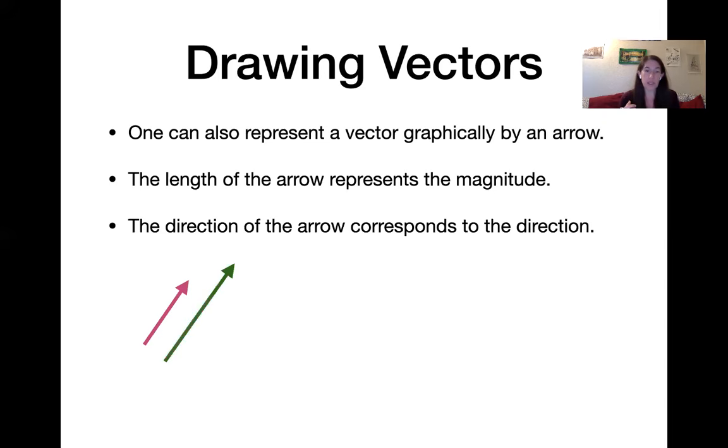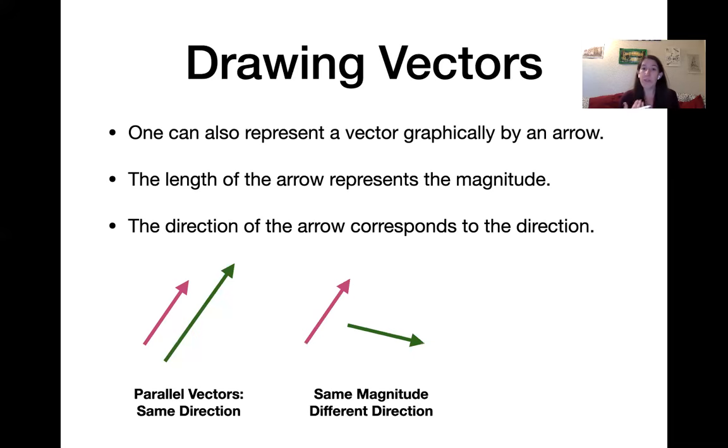So this green vector that I've drawn here, it's a different vector, right? It's longer, it has a different magnitude, but it appears to be pointing in the same direction as the pink vector. And so therefore we would say that these are parallel vectors. They are different in length, but they have the same direction, therefore they're parallel. These two vectors, on the other hand, appear to be about the same length, but they're pointing in different directions. So these vectors, we would say, have the same magnitude.